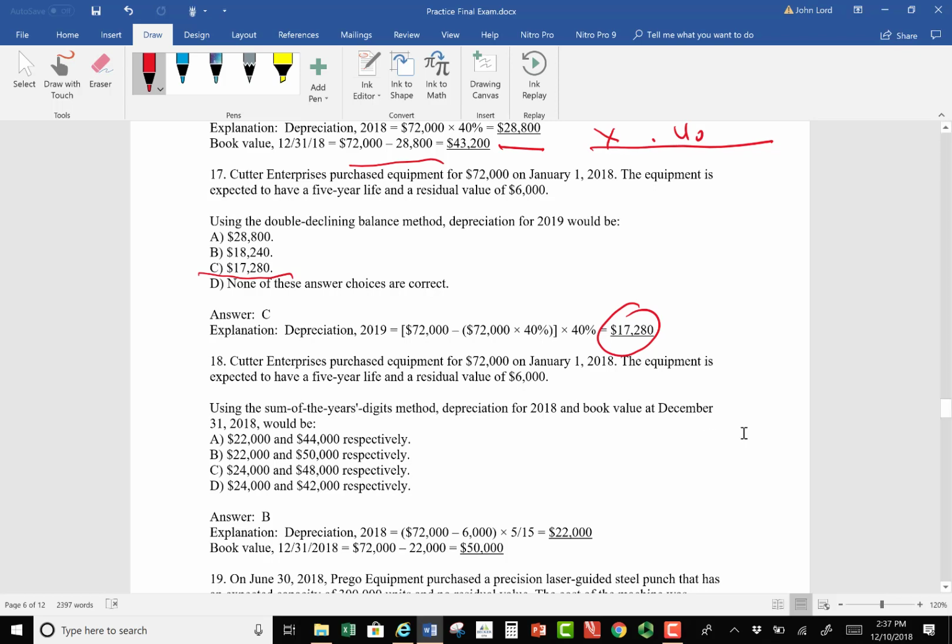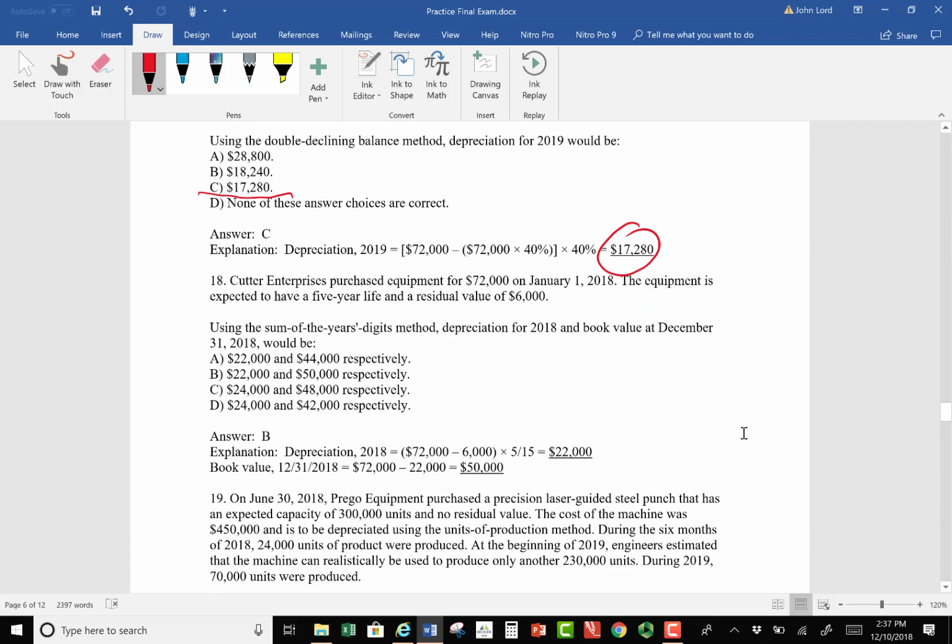Okay, number 18. Sum of years digits. The depreciable base is the same as straight line, isn't it? But now we add up the digits: 1 plus 2 plus 3 plus 4 plus 5 is 15. That's the denominator. And then the numerator, for the first year, I'll take 5/15. Second year, I'll take 4/15, and so on. Okay?